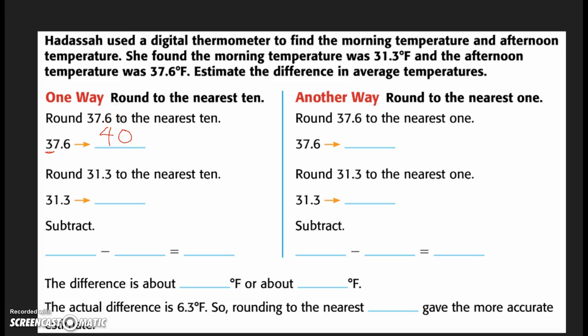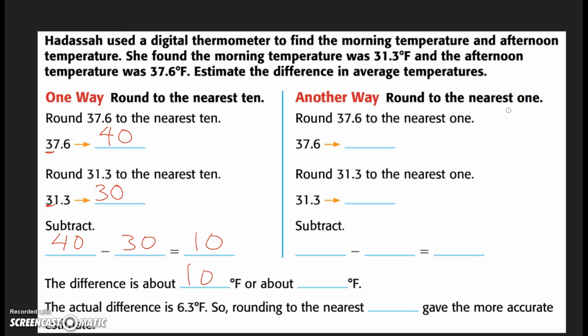And then 31, once again, I take a look at my tens place. I have a 3. Right next door, I have a 1. 0 through 4, hit the floor. My floor in this situation is 3. Everything behind the place value that I'm rounding becomes a 0. So I have 30. And ultimately, I have 40 minus 30. And hopefully we are all saying, that's right, 10. So the difference is about 10, or we can round to the nearest 1.